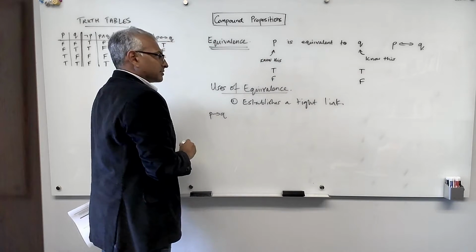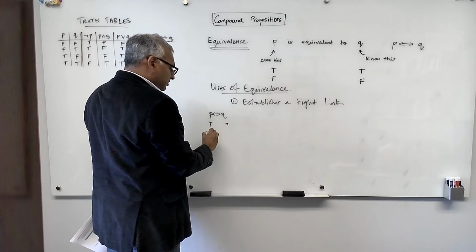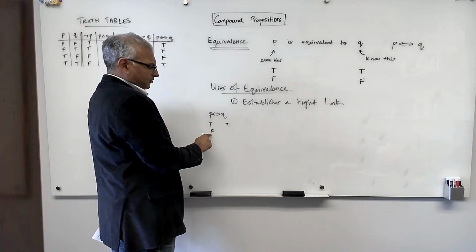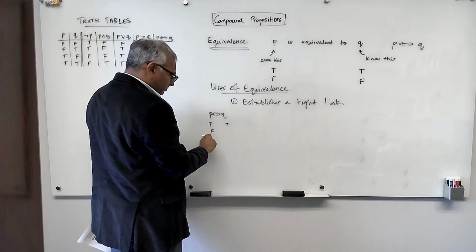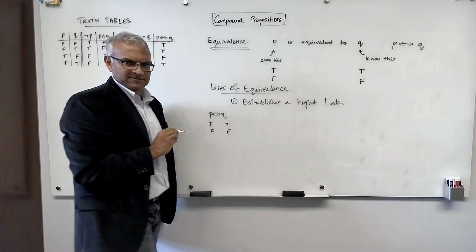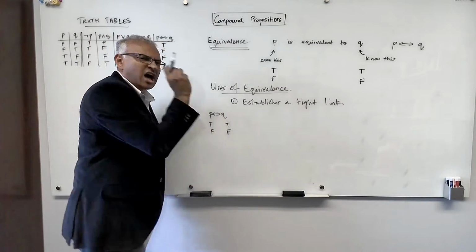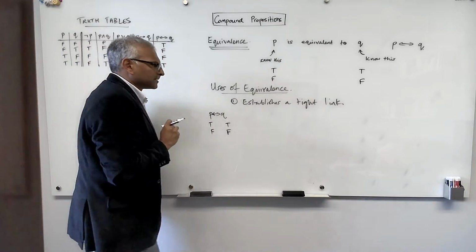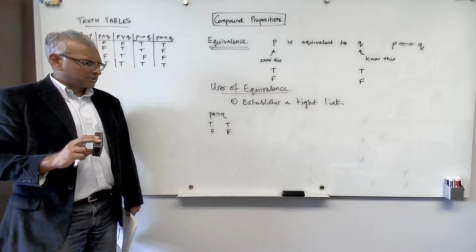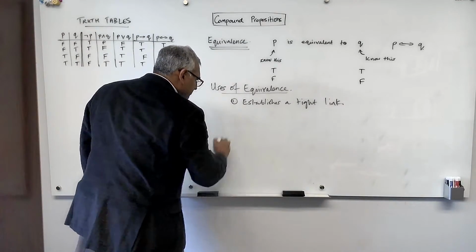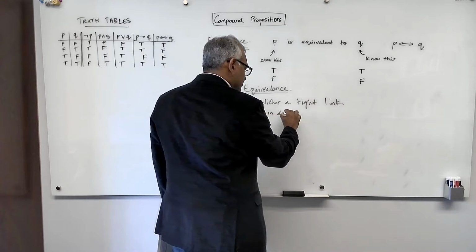Equivalence says that whenever P is true, Q must be true, and whenever P is false, now in an implication, if you have false, Q could be true or false, but in an equivalence, whenever P is false, Q has to be false. Okay. So an equivalence is a tighter link. It says that both of these are essentially the same. Okay. So it establishes a tight link, even tighter than implication. It's very useful in definitions.